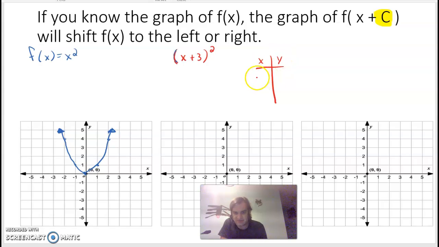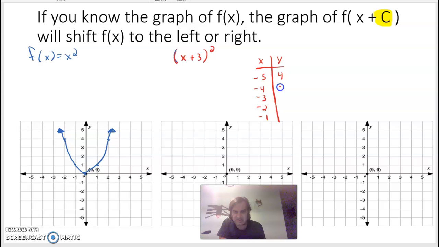So let me just do a couple things here. I'm going to rearrange this. Let me do -5, -4, -3, -2, -1, and you'll see why in a moment. So -5 plus 3 is -2, and I square that to get 4.